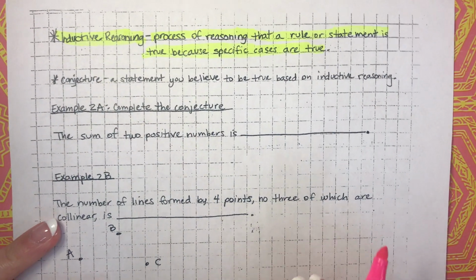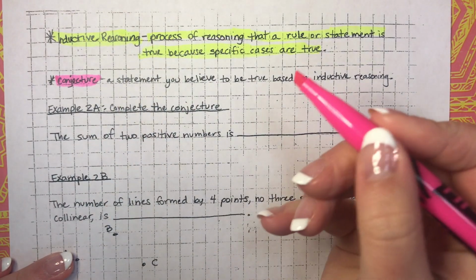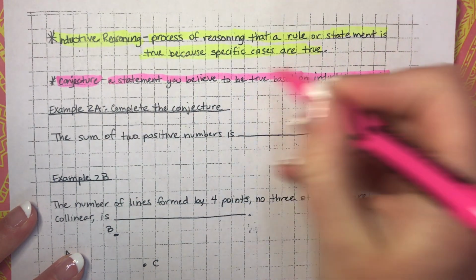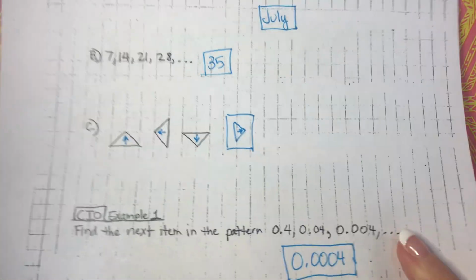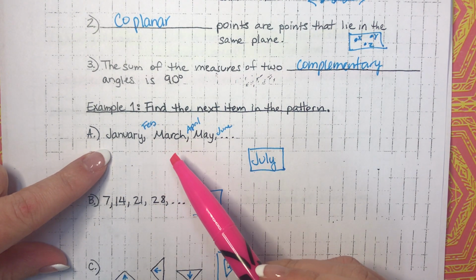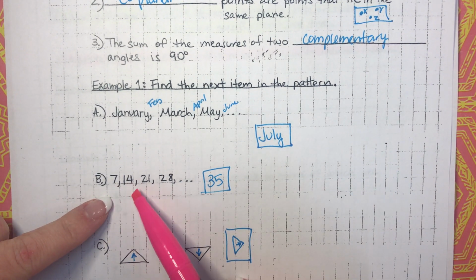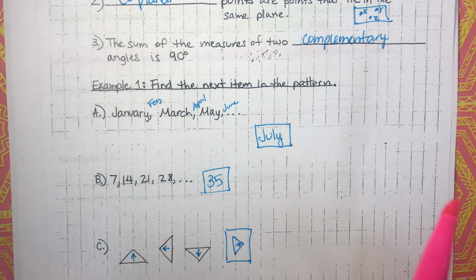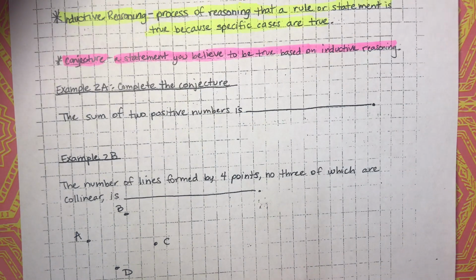A conjecture, and you use that in science quite a bit, but now we're going to use it in math. A conjecture is a statement you believe to be true based on inductive reasoning. So the statement in this month example was that the next one in the pattern is we skip a month. Or with the 7, 14, 21, 28, the conjecture would be that the pattern is multiples of 7.